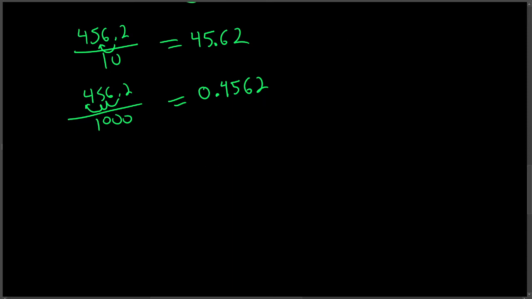So let's do a couple more of these so we get used to dividing by powers of 10. So if I divide by 1,000, I have 3. So I'll move 3 decimal places over to the left. 1, 2, 3. So I get 0.5486.